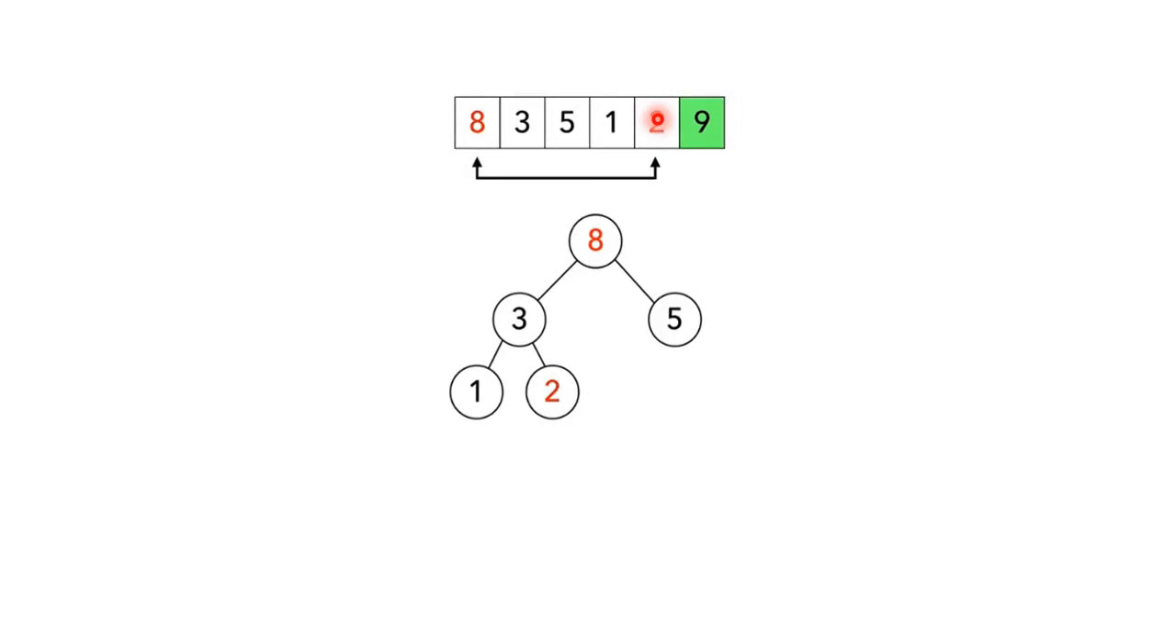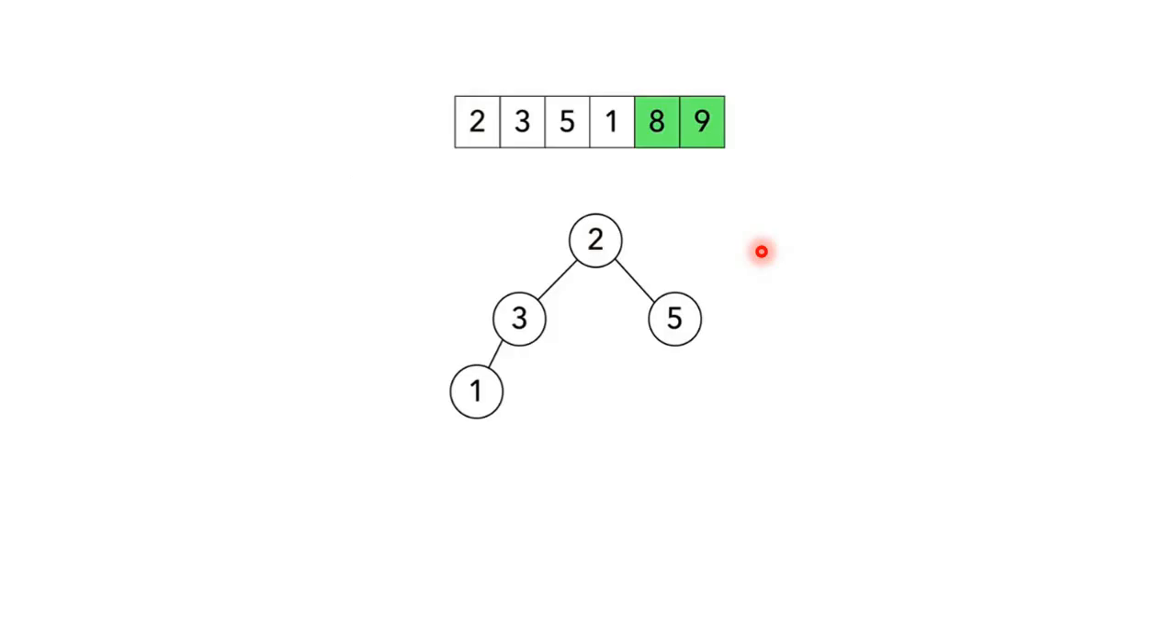So here we will swap 2 and 8. Now you can see 2 and 8 are being swapped. Now we will remove 8 from the heap and consider it sorted. Now we have removed 8 as well, and 8 has now come into the green portion. Now 8 is sorted.